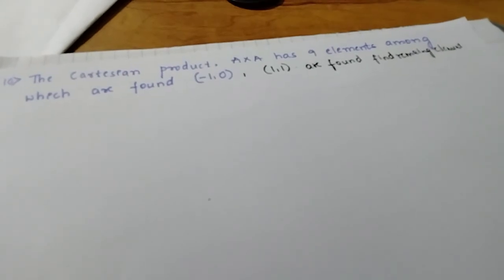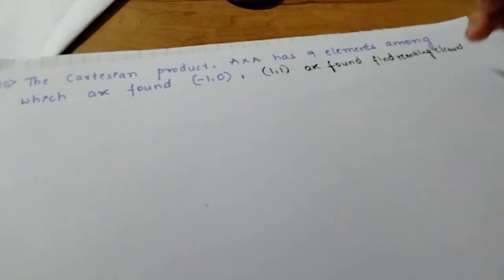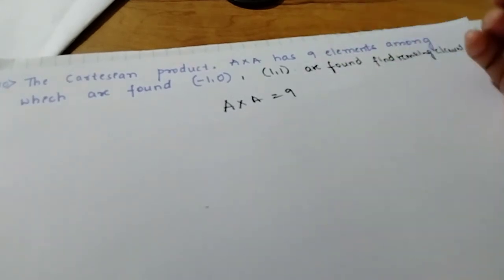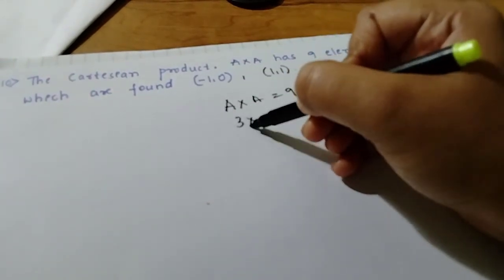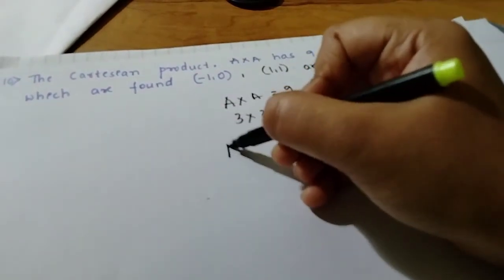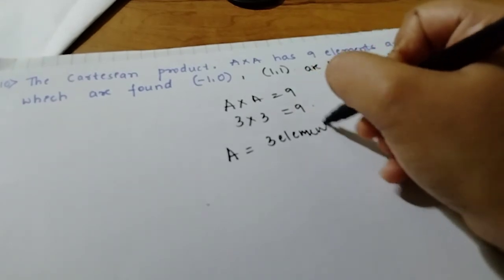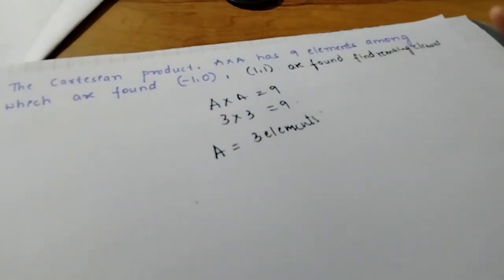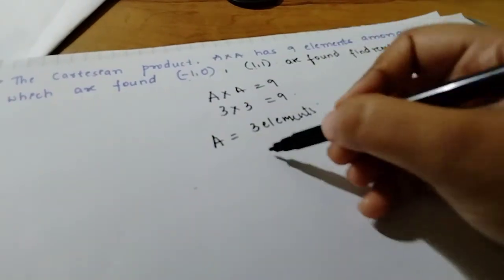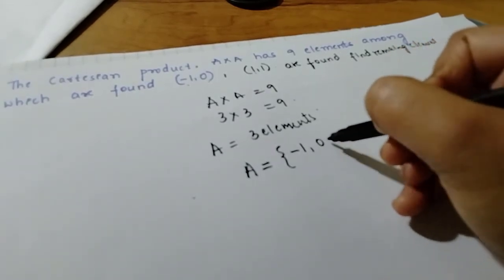Okay, the question is a little twisted. Here they have not given anything directly. How many elements are there in A cross A? 9 elements. So what does it mean? It should be 3 into 3, which is equal to 9. So how many elements should A have now? A should have 3 elements. What are those 3 elements? Minus 1, 0 and 1. So A will be equal to {-1, 0, 1}.